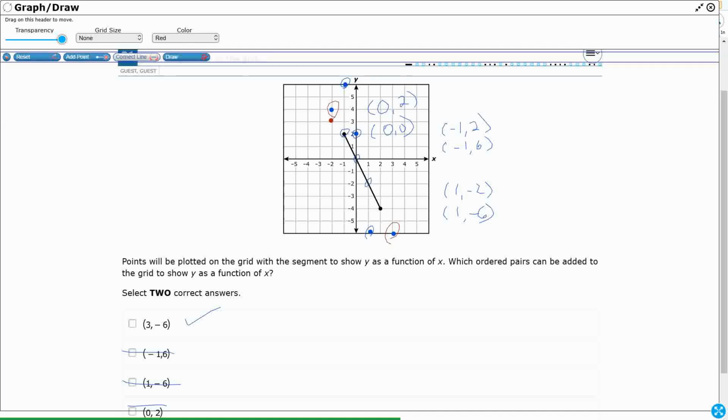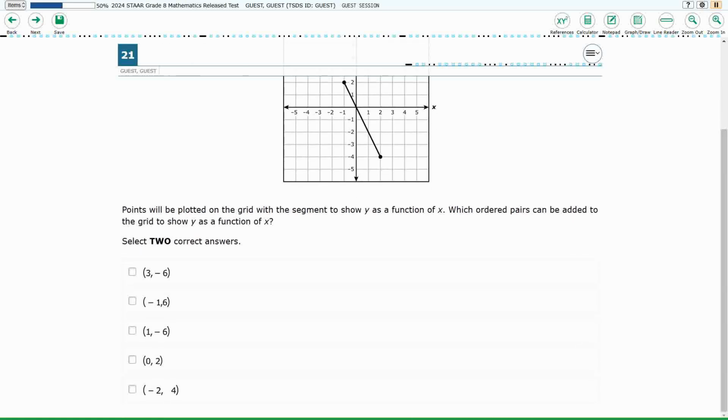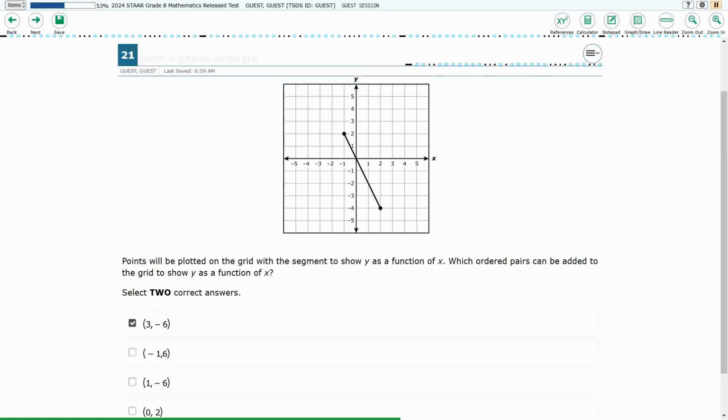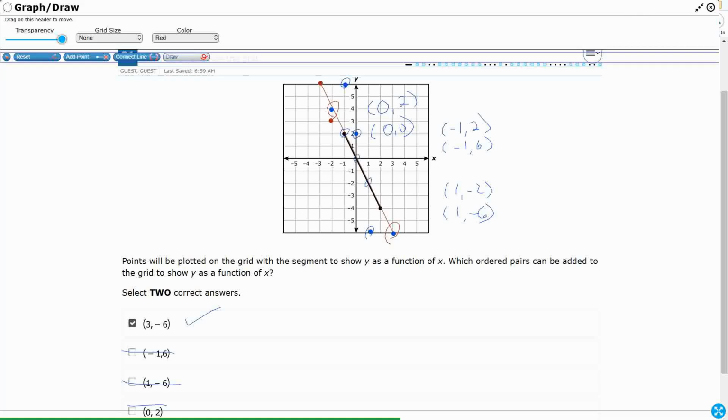Now, another thing we could have done is we could have just done the connect line feature. And we could have just extended our lines here, either direction. And you notice that the lines extended are going to hit two of these points, the two that we did, the top one and the bottom one. So those two are going to be our answer, the 3, -6, and the -2, 4, because they have points on that line that are going to make each x have its own y, or each input have its own output. So this was a 2-point problem.